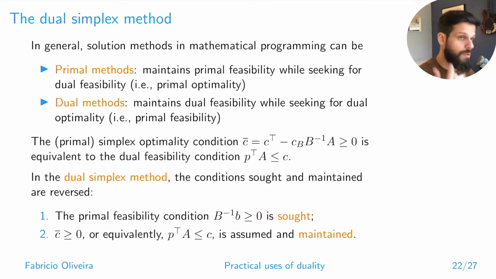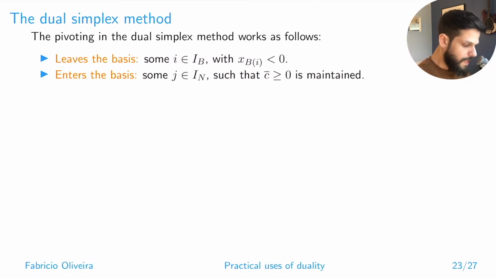So basically we will allow ourselves to start from a solution that perhaps satisfies optimality conditions, but does not satisfy primal feasibility. And what we're going to do is iterate while maintaining dual feasibility. So we maintain dual feasibility while searching for primal feasibility as we iterate. So what does that mean in practice?